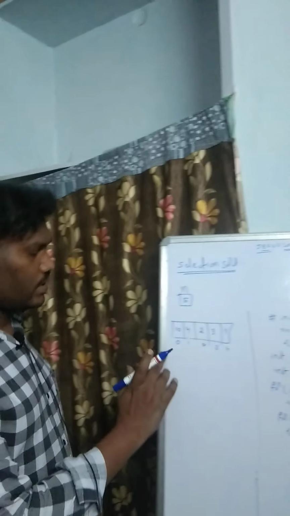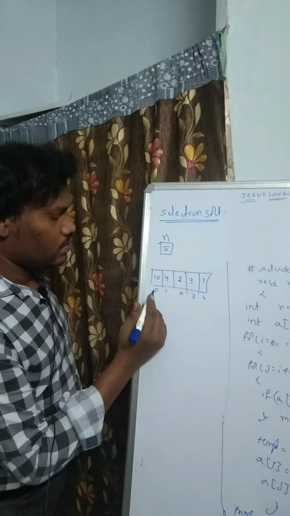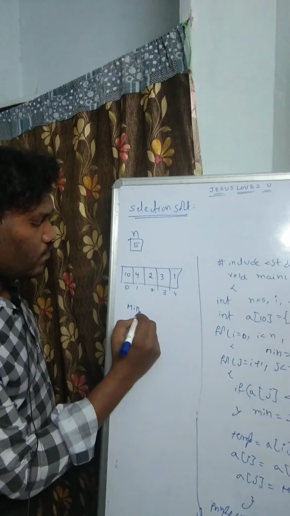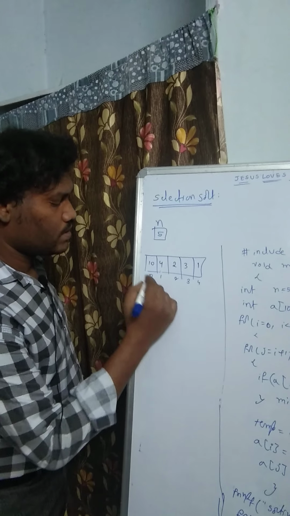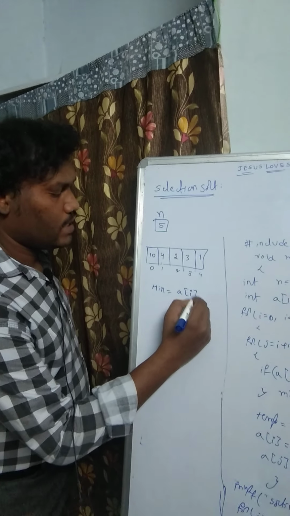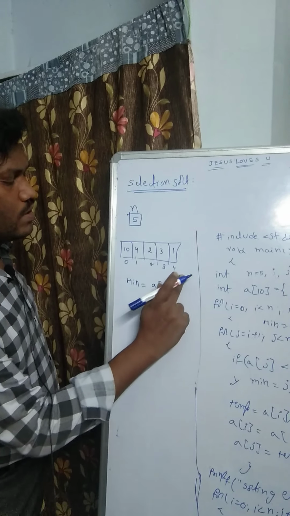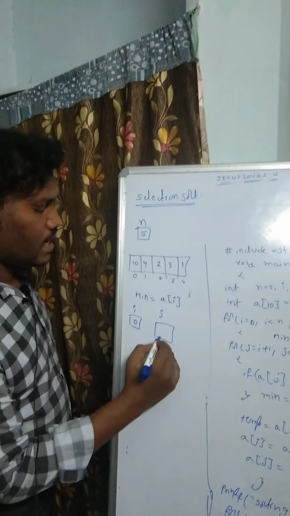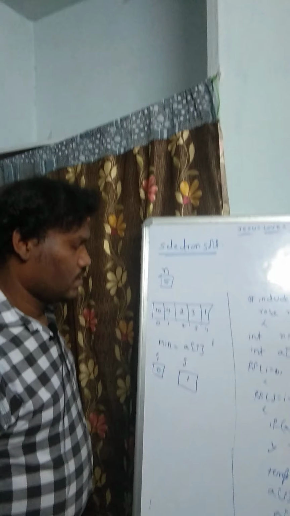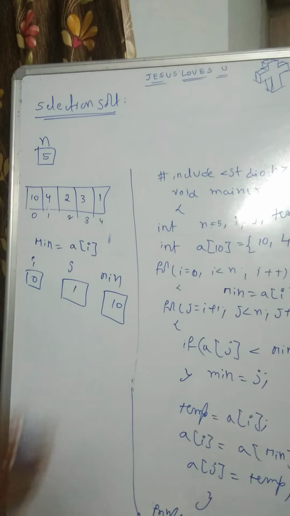For example, consider the array elements 10, 4, 2, 3, 1. Here we consider a minimum value. Initially we consider a of i as the minimum. So what is a of i? Initially i is 0 and j is i plus 1, that means 1. So the minimum value is 10.